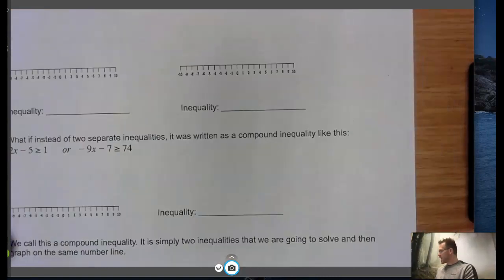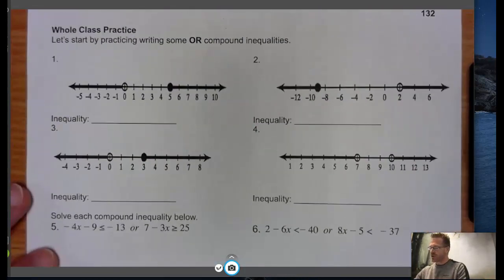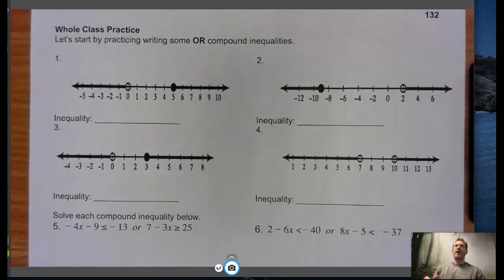So let's take a look at some work here. Let's flip the page. All we're going to do first is go through a few graphs, working on writing those inequalities.